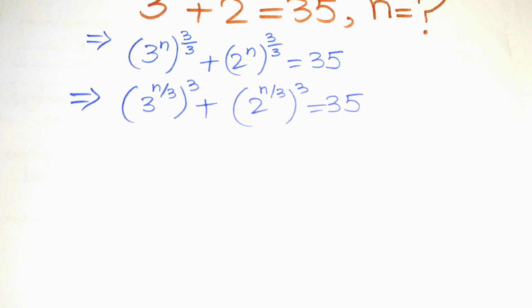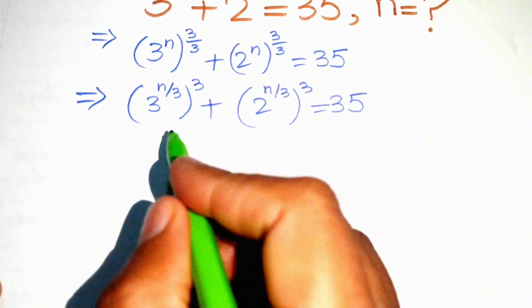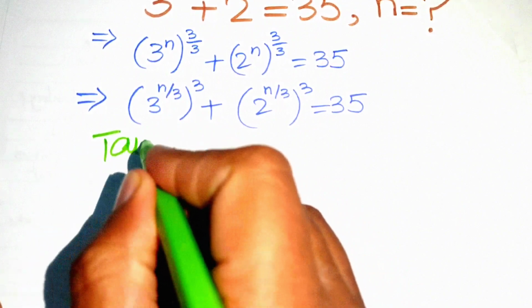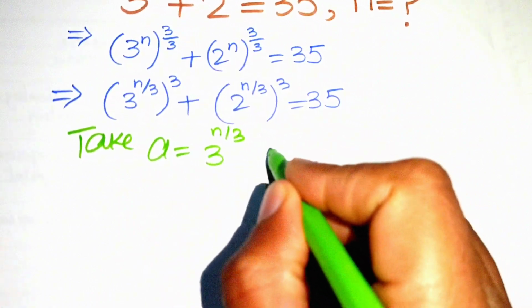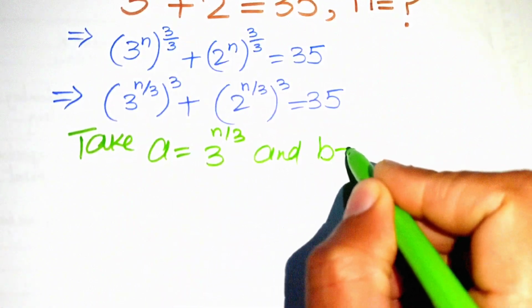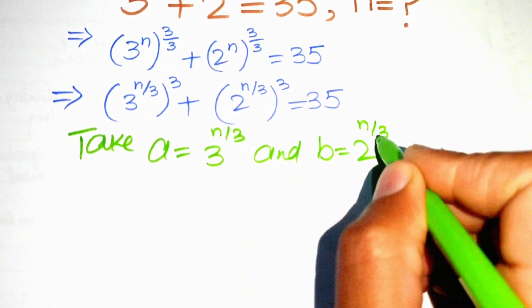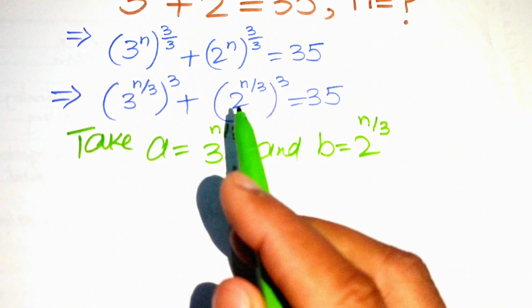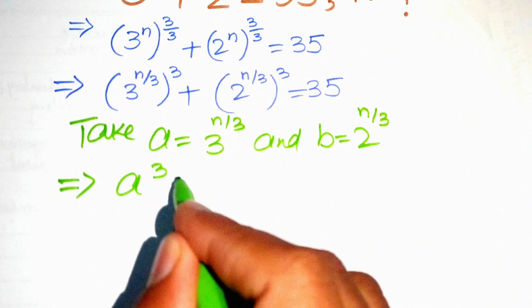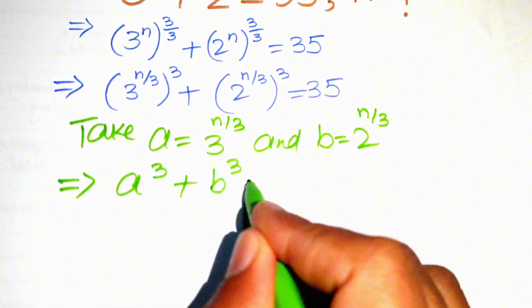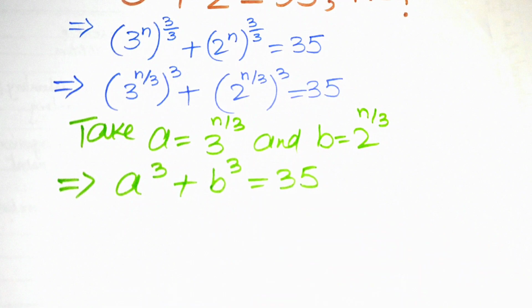And now we convert this exponential equation into the cubic form, so we take a equals 3 to the power of n over 3 and b equals 2 to the power of n over 3. We make these two substitutions in the above equation, so that the equation becomes a cubed plus b cubed equals 35.